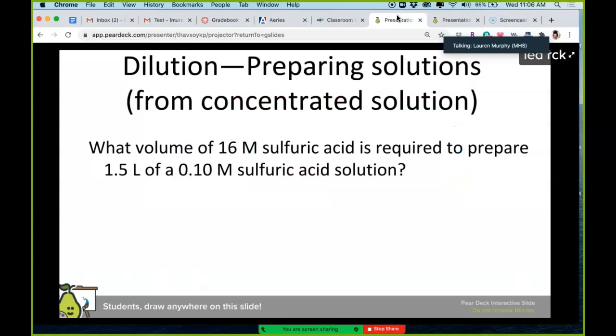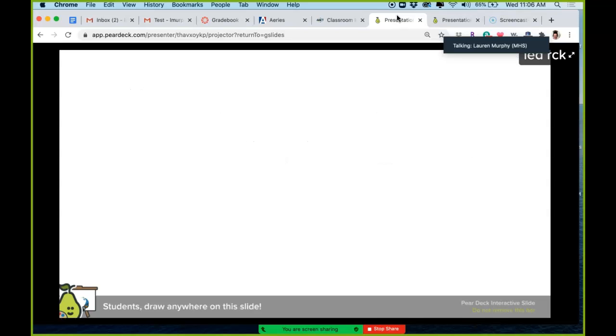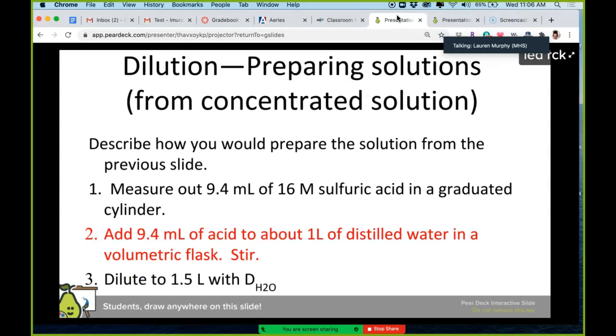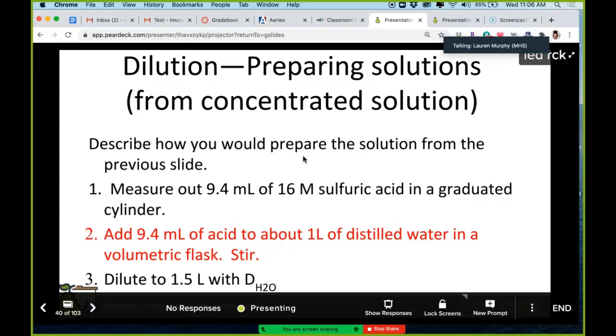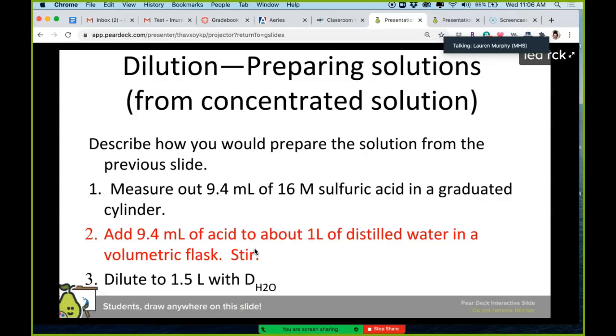So on my subsequent slides, this was a blank slide for me to draw on, and I ended up just drawing on the other slide. You have the wording of how you would prepare the solution. And again, I highlighted step 2 because you always want to make sure there is water in there before you pour the acid in. It's like the step when we prepare a solution from a solid, where you always want to dissolve the solid before you fill up to the final volume. So it's that same concept. That step is very, very important.